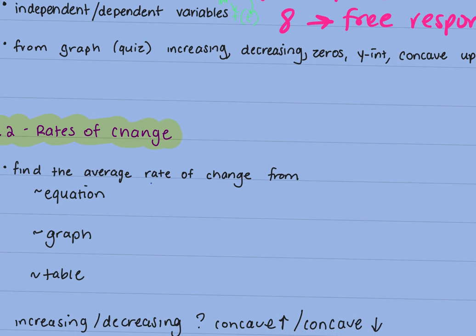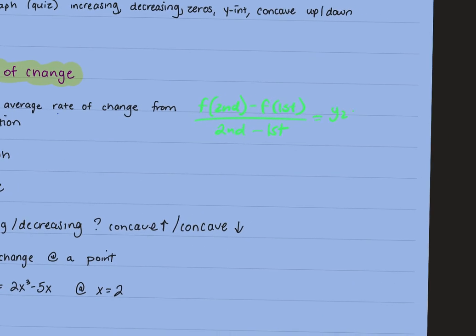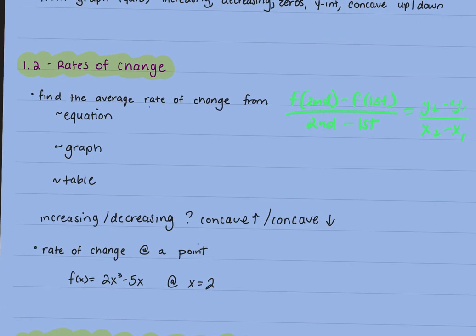Your rates of change came next. This is a lot of different applications. So you can find the rate of change from an equation, from a graph, from a table, okay? And this is where we do f of the second minus f of the first over second minus first. So this is also y2 minus y1 over x2 minus x1 if it's linear, but that same concept even if it's not, okay? If it's an equation, plug in the 2 values, do second minus first over the x of the second minus the x of the first.